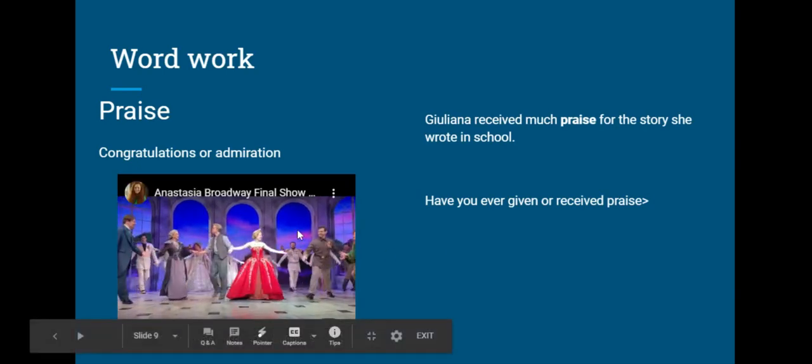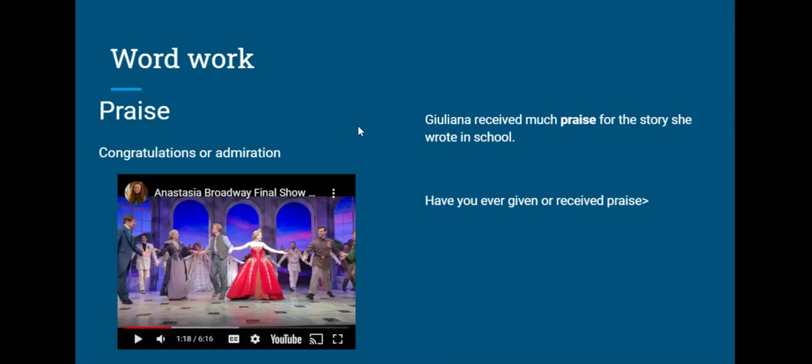So you can see at the end of that show, the people are giving them praise, admiration, because they did such a good job performing their show. Juliana received much praise for the story she wrote in school. Have you ever given or received praise?